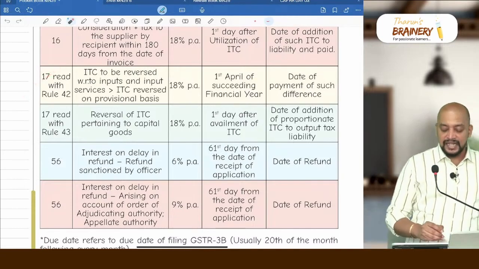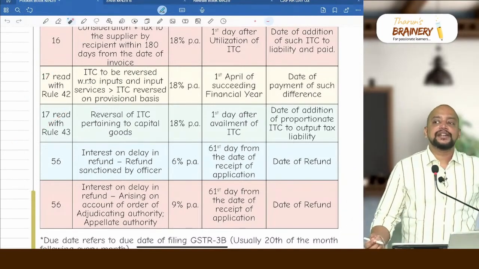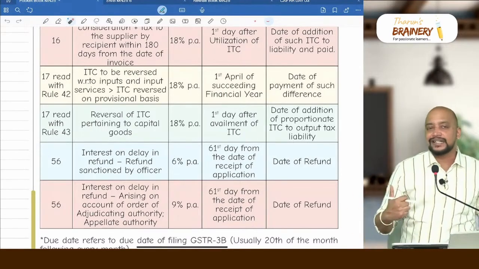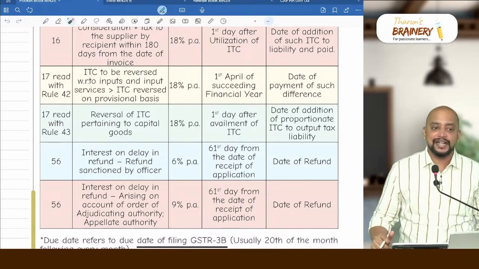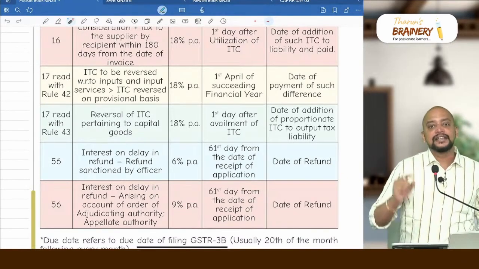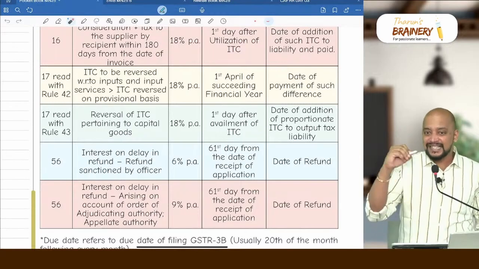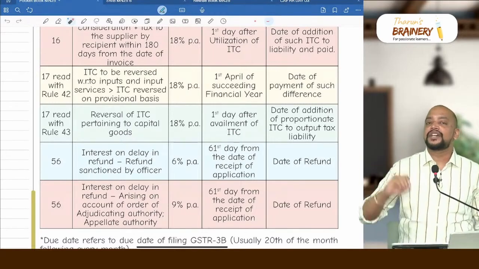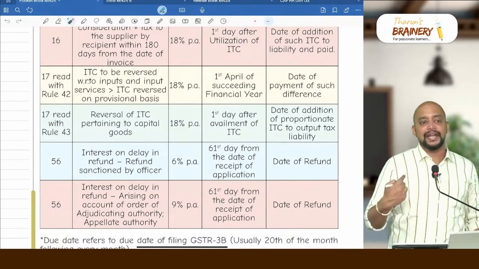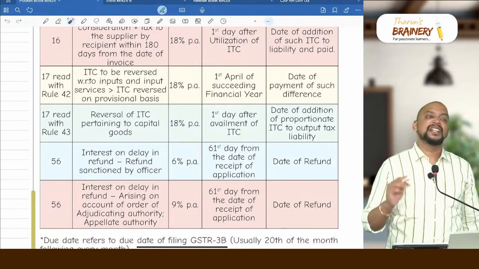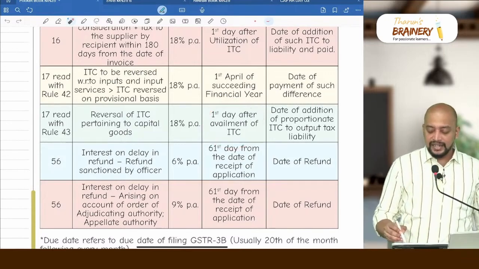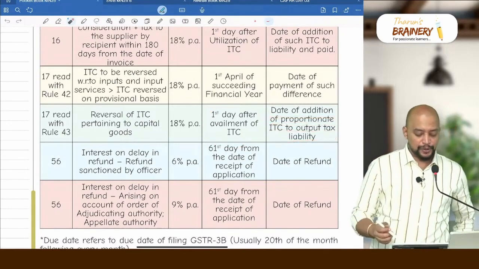Then Rule 43 is in case of capital goods, which is commonly used for both taxable and exempted supplies. First we need to avail the ITC on capital goods, thereafter we need to reverse the ITC on capital goods over a period of 60 months. So how much we need to reverse? Monthly ITC, that is total ITC on capital goods divided by 60 months into exempted turnover of that month divided by total turnover of that month, that we need to reverse, and along with that we need to pay interest also at the rate of 18%, but in this case it is not from the date of utilization, it will be from the date of availment till the date of addition of proportionate ITC to the output tax liability.